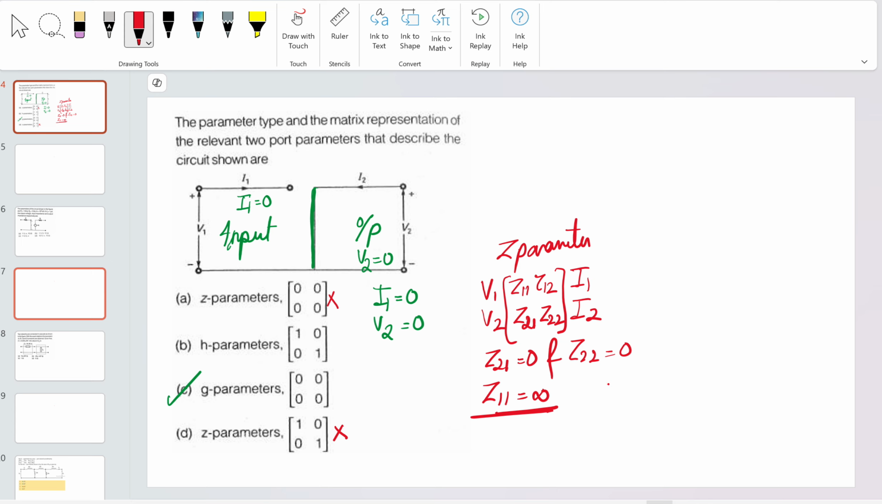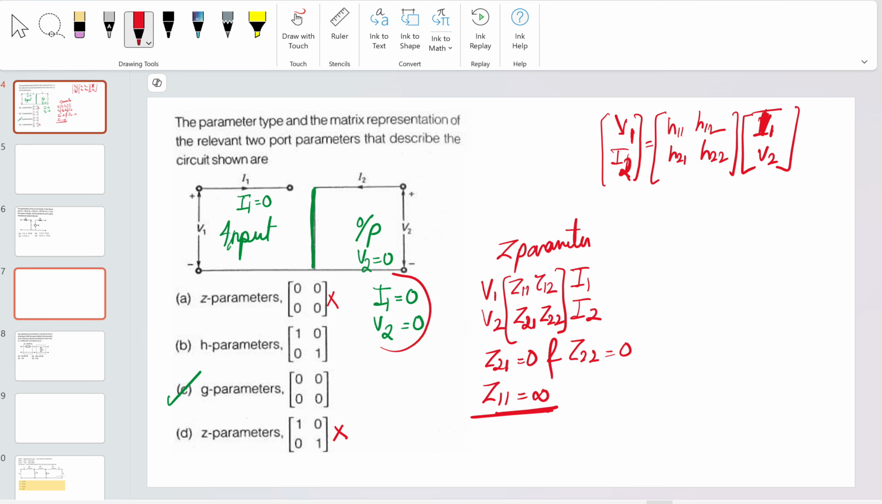Let's check the H parameters. What are the input and output variables? H parameter is [V1; I2] equal to [H11 H12; H21 H22] times [I1; V2]. So we already know that I1 and V2 are equal to 0. It means that all the values will come out to be infinite.